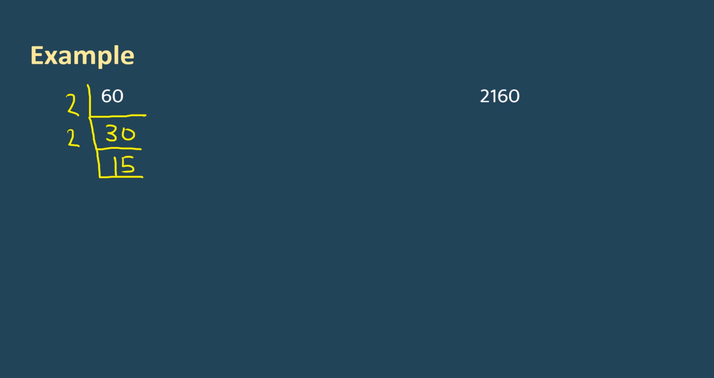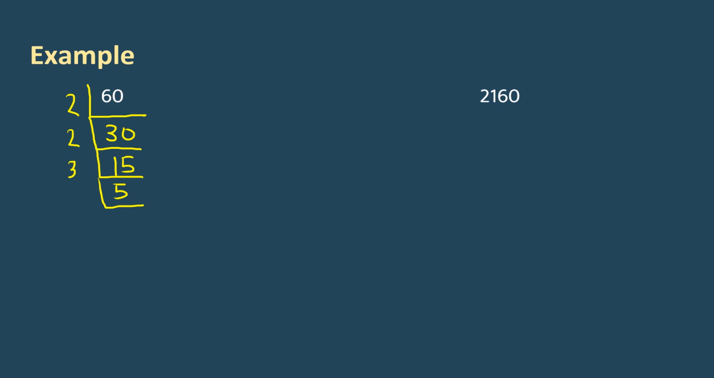Now, is 15 divisible by 2? 15 is not, because it's not an even number. So we're going to look, is 15 divisible by 3? 15 is divisible by 3. So we're going to write 3. And what we're left with is 5. Now, is 5 divisible by 3? 5 is not divisible by 3. So we're going to look at the next prime number, which is 5.